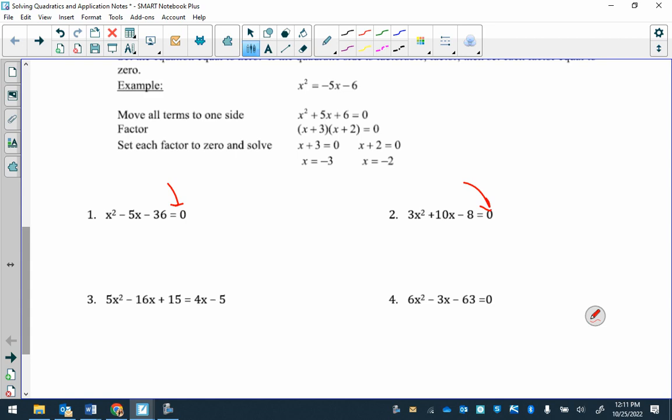Okay, so like Mia said, negative 9 and 4, which is like this. They're all going to start off the same way. X for each parenthesis, then what multiplies to negative 36 and adds to negative 5. Negative 9 and 4. But now since it's equal to 0, set each equal to 0.